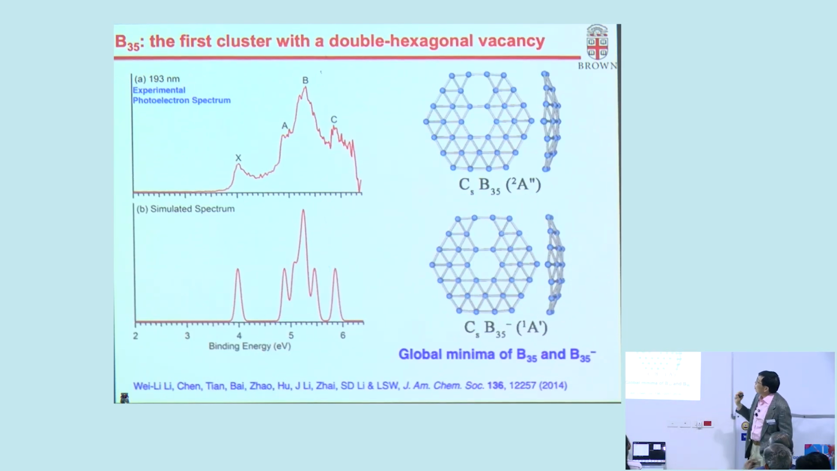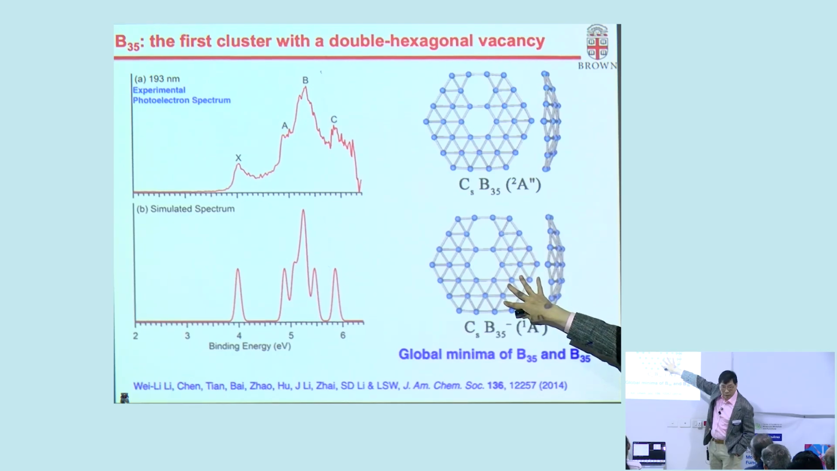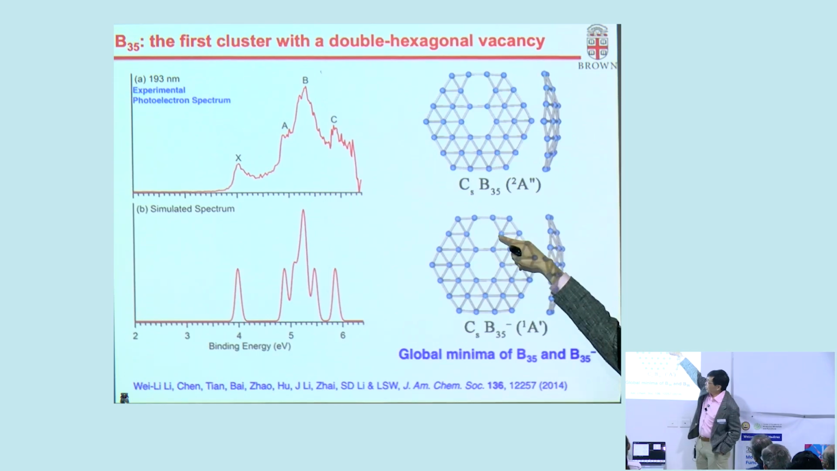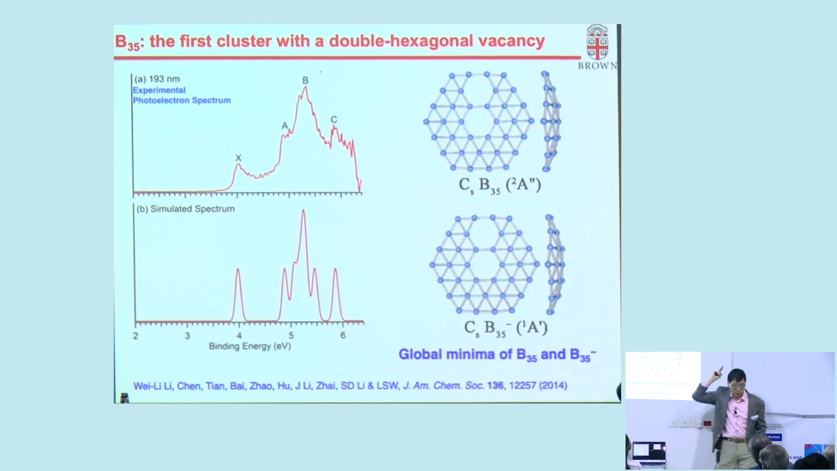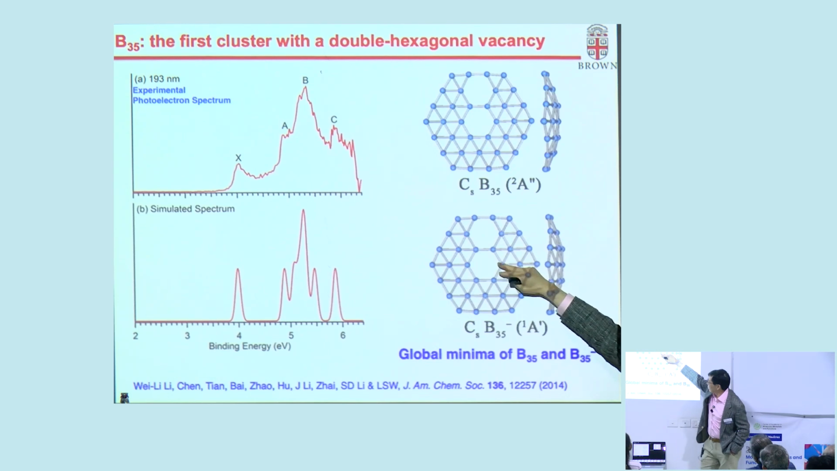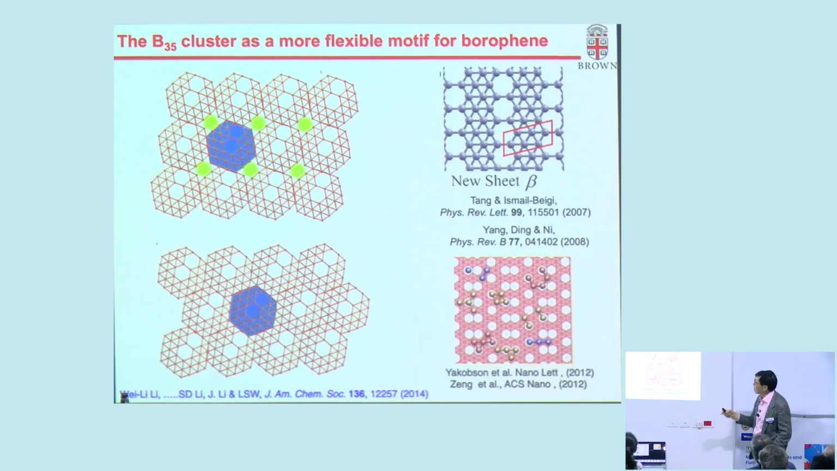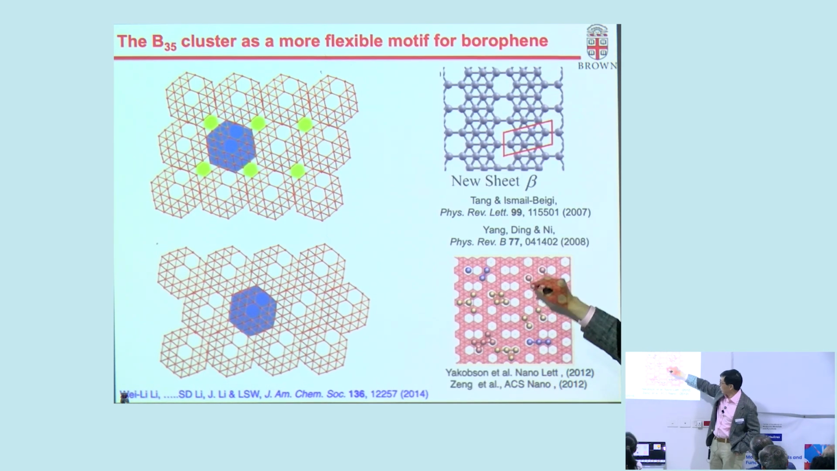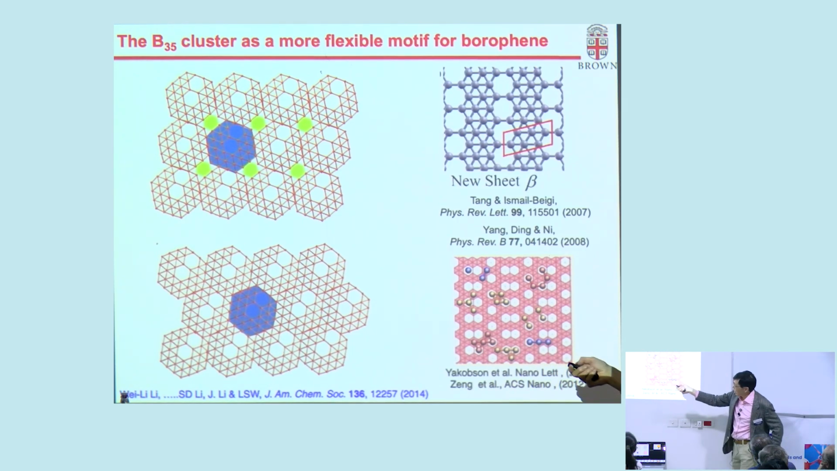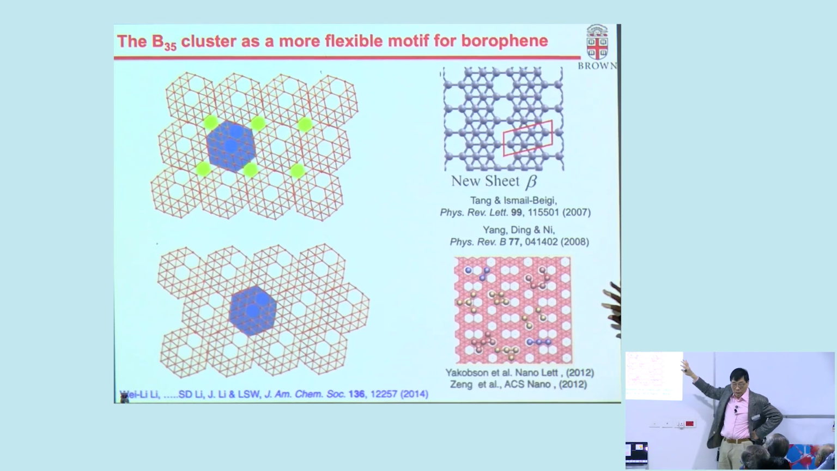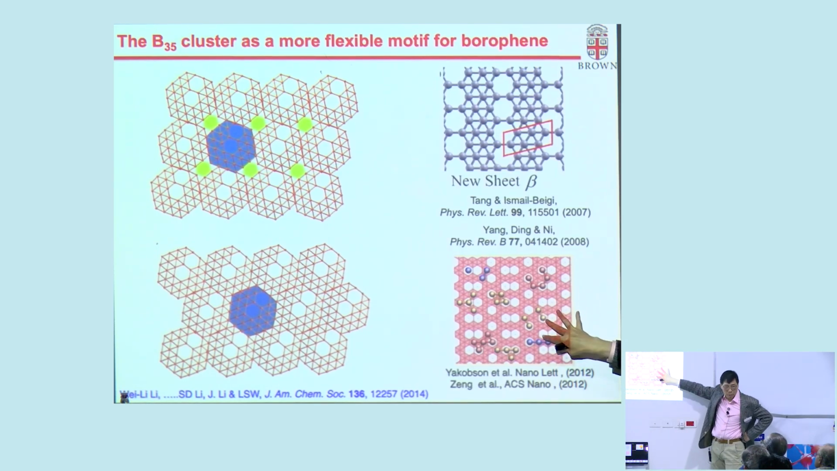And so we did B35, and B35 has an even simpler photoelectron spectrum. In fact, if you just simply take B36 and remove another boron atom from another hexagon, you have two empty hexagons next to each other, and that's the most stable structure. You see, this similar spectrum is in perfect agreement. So if we take this B35 cluster with two hexagonal vacancies, you can build many different types of borophene. In fact, computationally, many different kinds of borophene structures have been predicted.